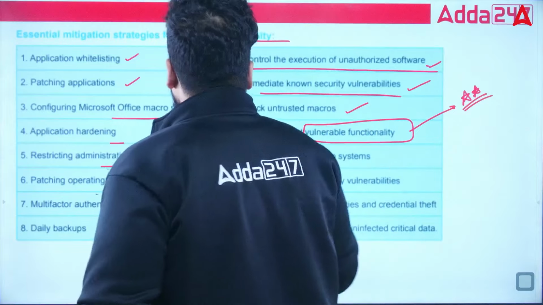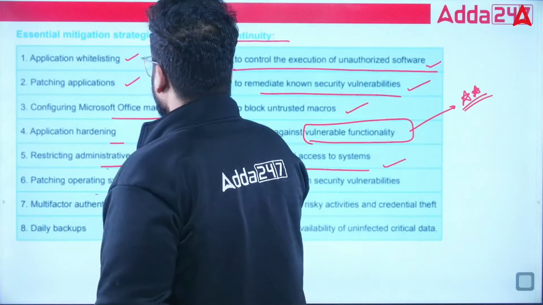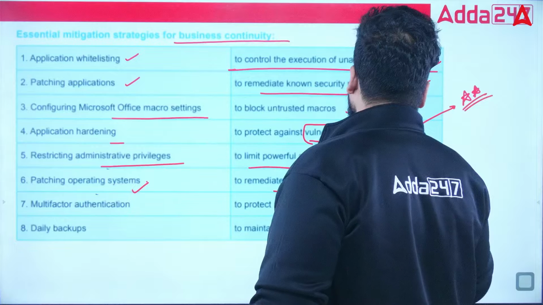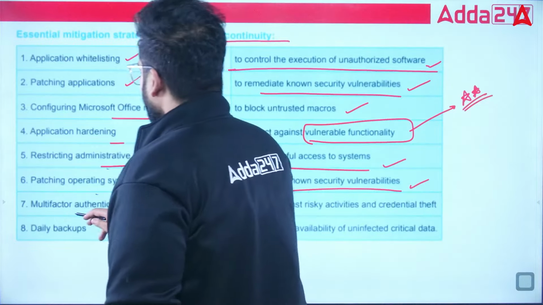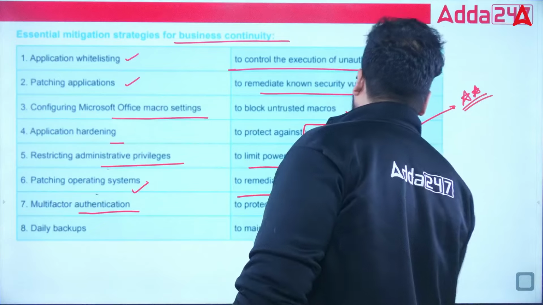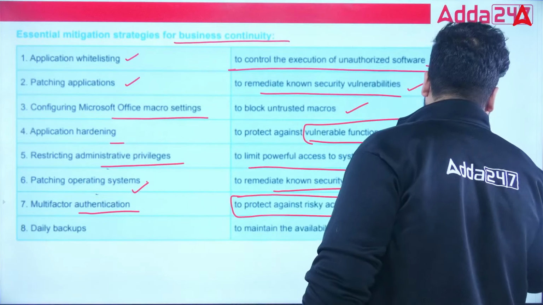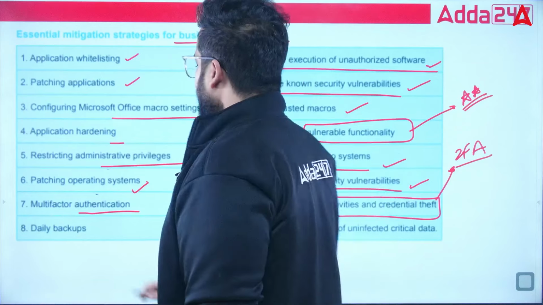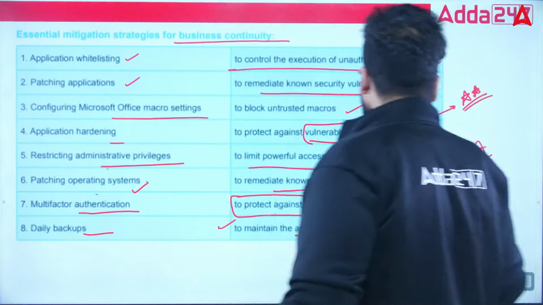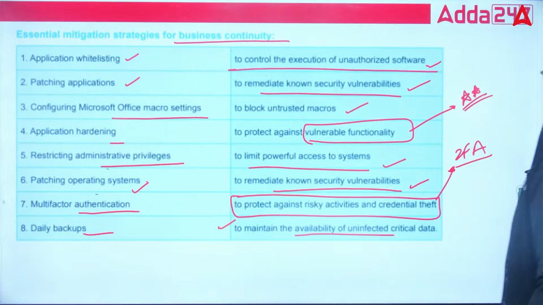Restricting administrative privileges to limit powerful access to systems, patching operating systems to remediate known security vulnerabilities, multi-factor authentication. Why is it there? To protect against risky activities and credential theft. So two-factor authentication also lies here only. Then we have daily backups to maintain the availability of uninfected critical data.